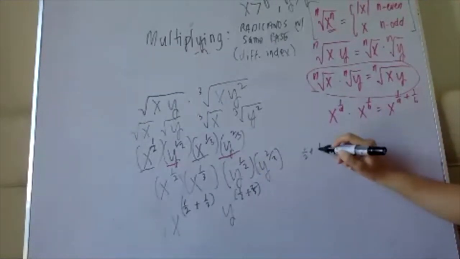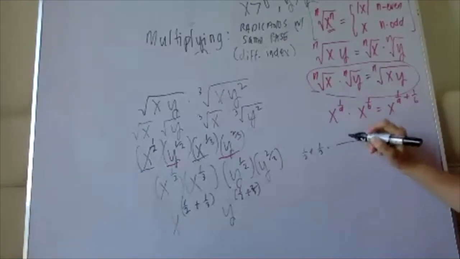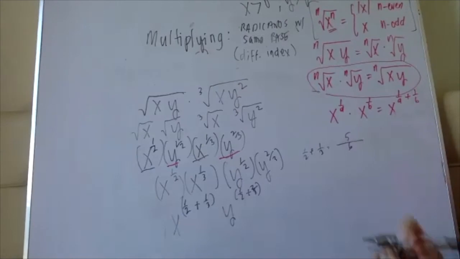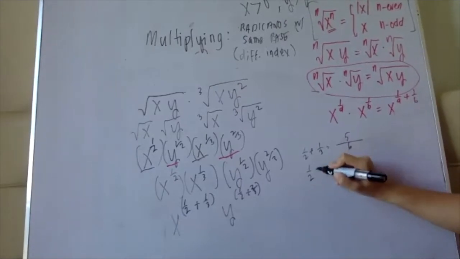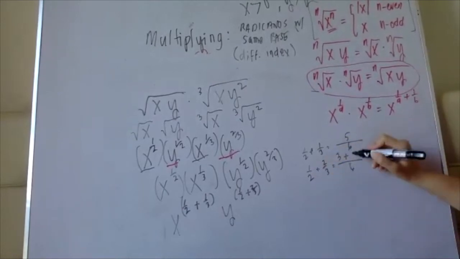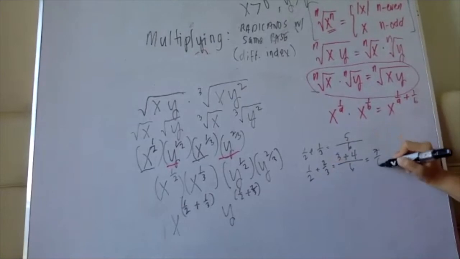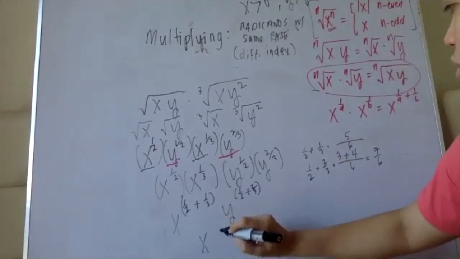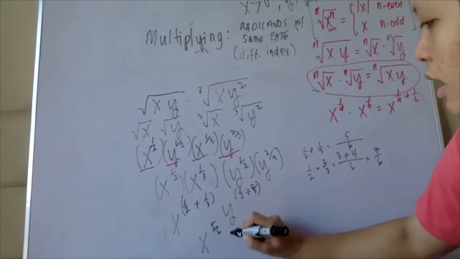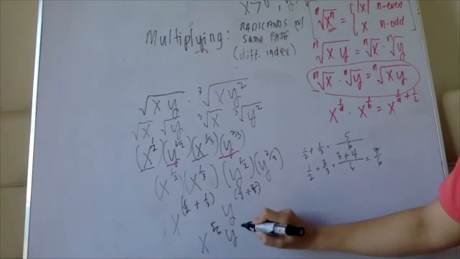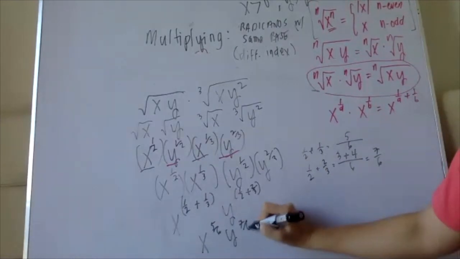1/2 plus 1/3, that's equal to 5/6. Right? Yan lang rin naman yung kanina. How about 1/2 plus 2/3? That's equal to 3/6 plus 4/6, or 7/6. So here we have x raised to 5/6 times y raised to 7/6.